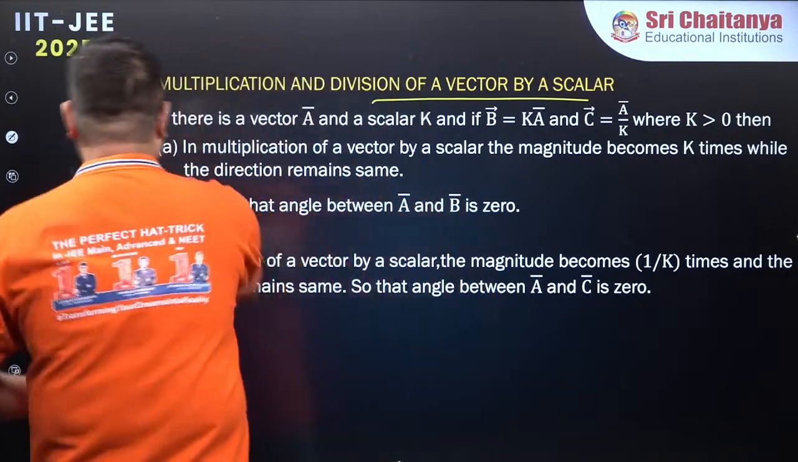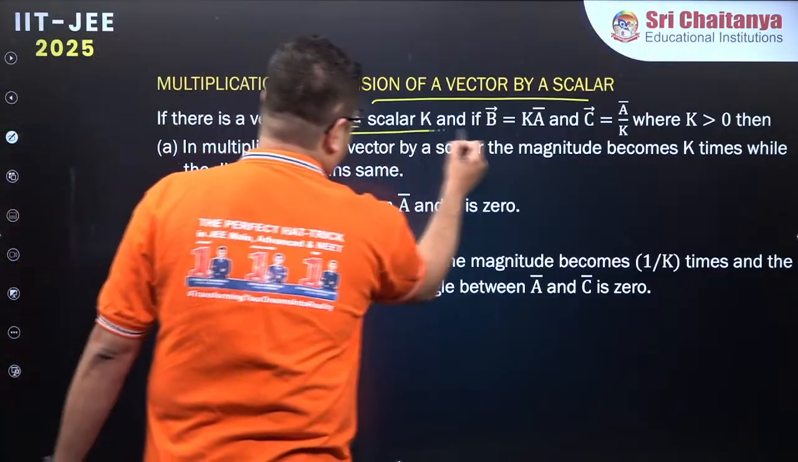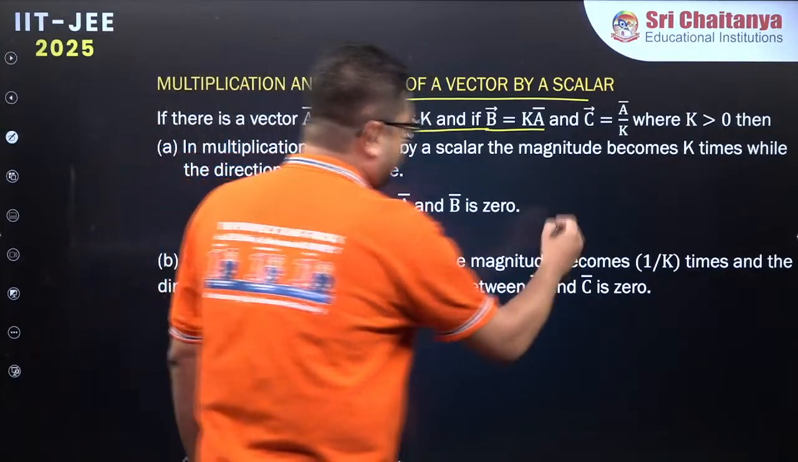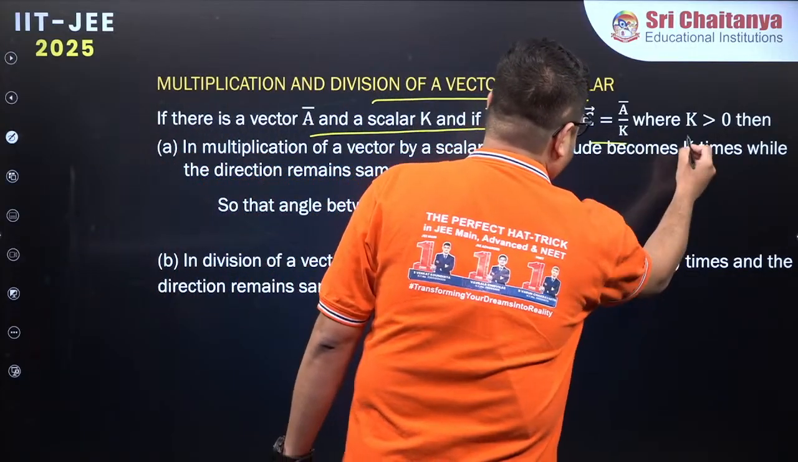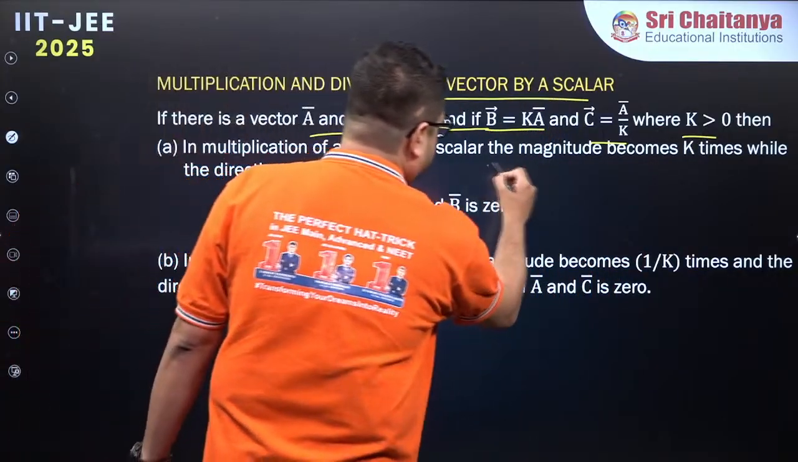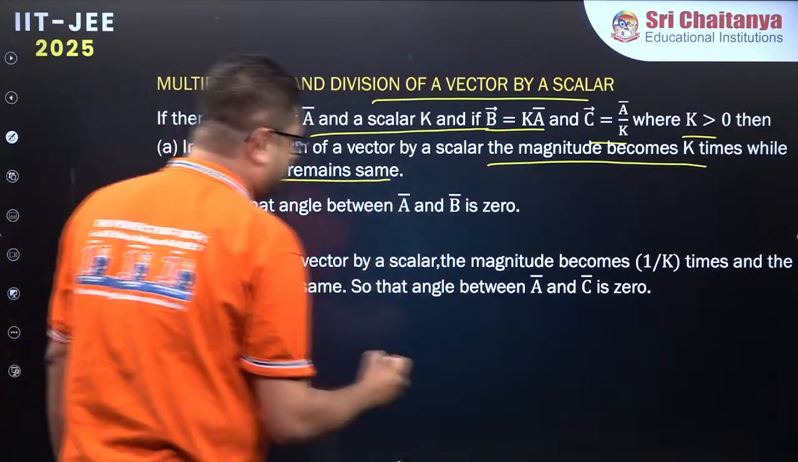So what we are going to do is, you can see over here that if there is a vector A and a scalar K, and B is equal to K times A, and C is equal to A vector by K, where K is greater than 0, then in multiplication of a vector by a scalar, the magnitude becomes K times, and the direction is going to remain the same.